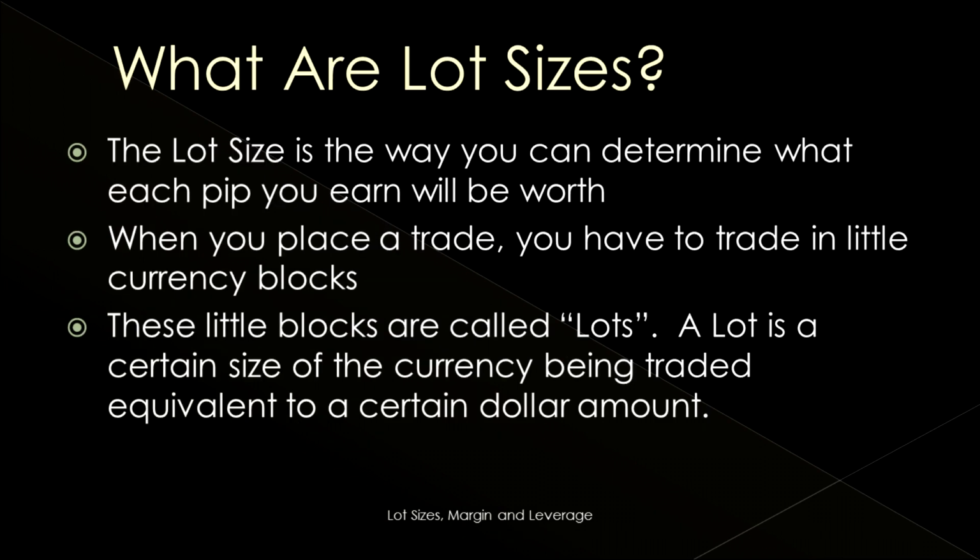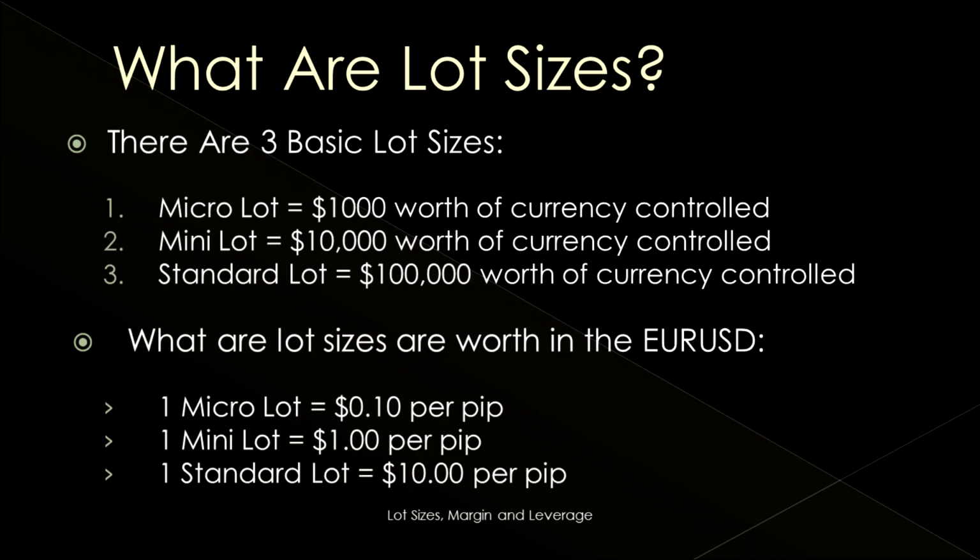Now, what are lot sizes? The lot size is the way you can determine what each pip you earn will be worth. When you place a trade, you have to trade in little currency blocks. These little currency blocks are called lots. A lot is a certain size of the currency being traded, equivalent to a certain dollar amount. There are three basic lot sizes: a micro lot, which is $1,000 worth of currency controlled, a mini lot, which is $10,000 worth of currency controlled, and a standard lot, which is $100,000 worth of currency controlled.